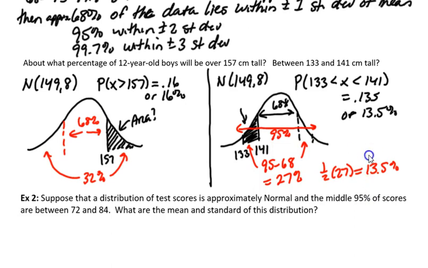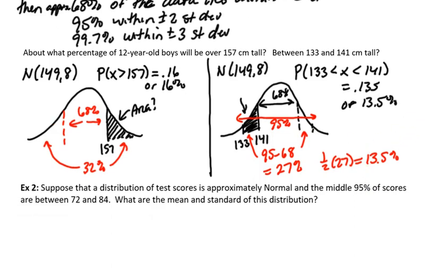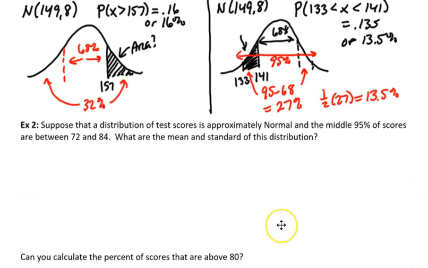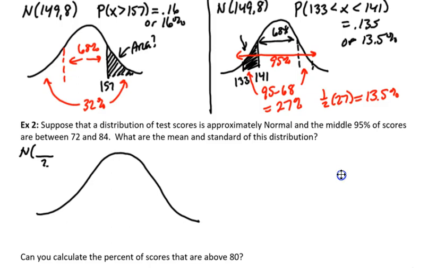Now let's look at one that goes kind of backwards from that. Suppose that a distribution of test scores is approximately normal and the middle 95% of the scores are between 72 and 84. What are the mean and standard deviation? If I draw this here, what I'm looking for now are the mean and the standard deviation. That's supposed to be a question mark here.